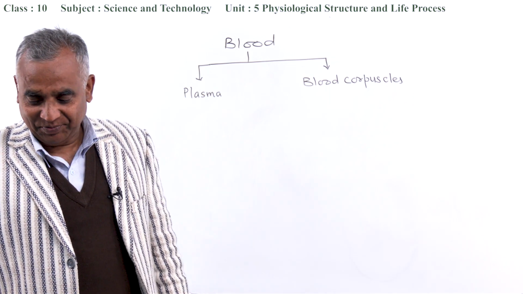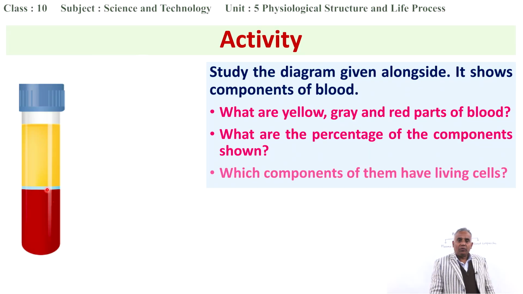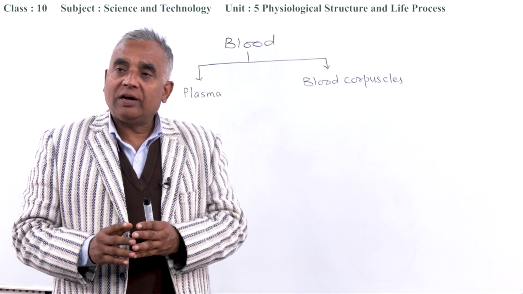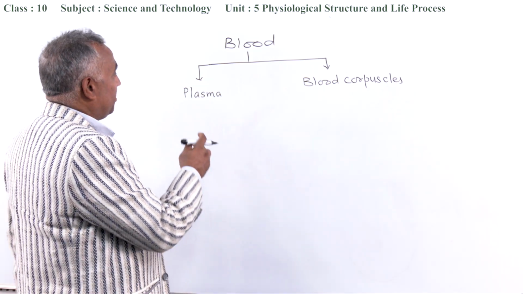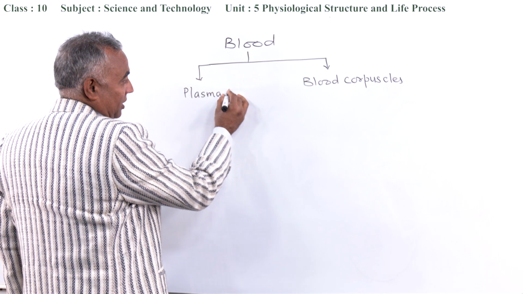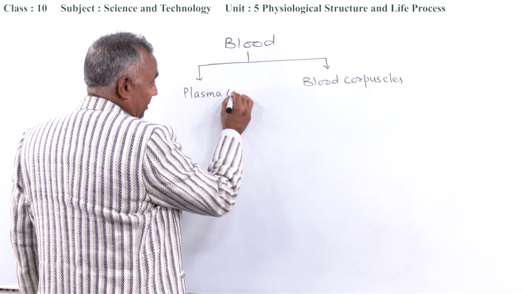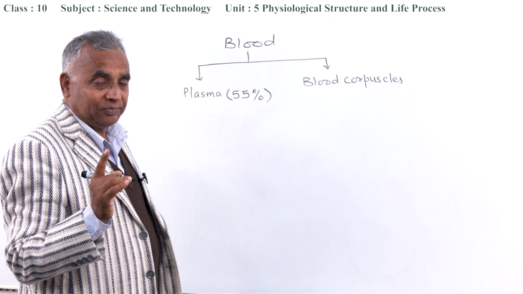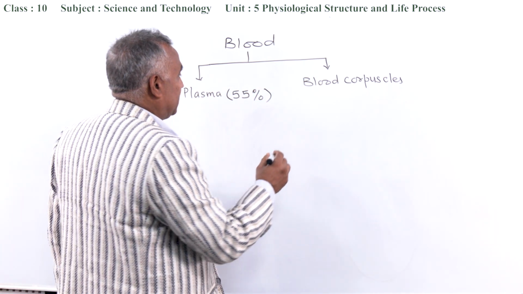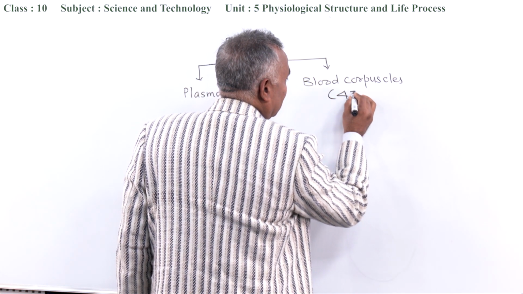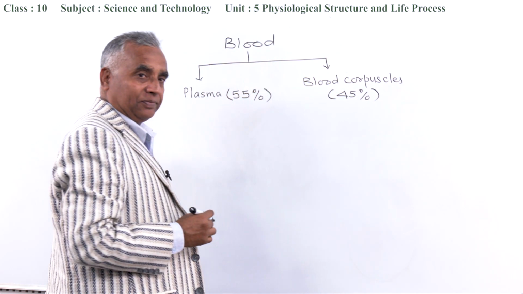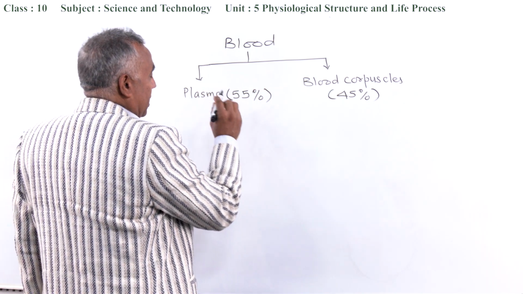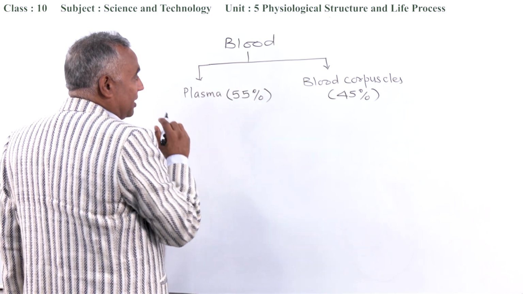Yes, later I will write. Now the next question is, which component of them has living cells? Out of these two components, which one contains living cells? So there is plasma. Plasma, you know what its percentage is? Do not remember? That is about 55%. Not exactly, about 55%. And blood capsules are how much? About 45%. Yes.